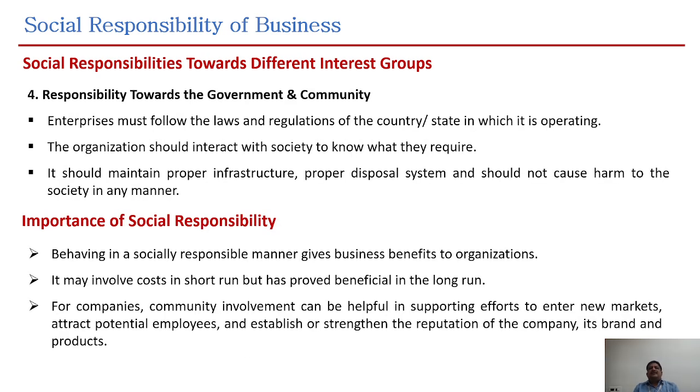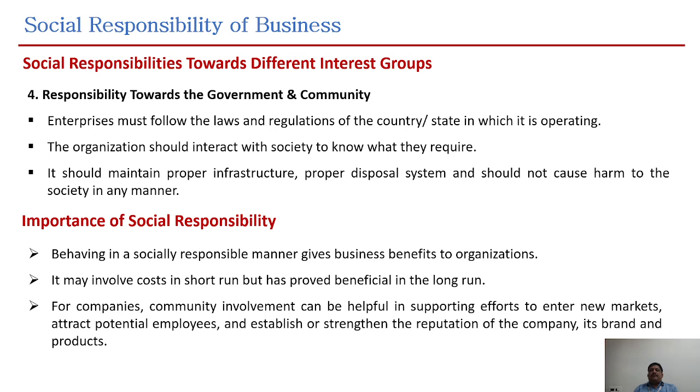Then next is the responsibility towards the government and community. Enterprises must follow the laws, rules and regulations of the country or the state in which they are operating. Whatever laws, rules and taxes are there, you have to follow them. Organizations should interact with society to know what it requires. Towards society also, we have some responsibility, so we have to work for society also.